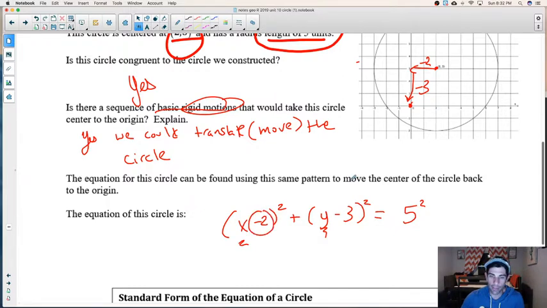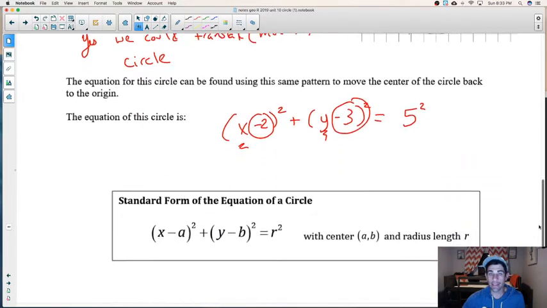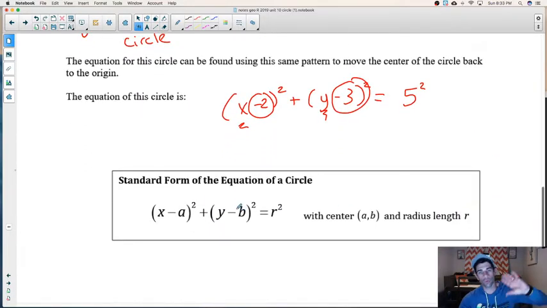And now this minus 2 came from moving this center 2 spaces. And then this minus 3 came from moving the center 3 spaces down. Okay, that's where your equation of a circle comes from. And then this is your standard form, or the formula you want to memorize: (x minus a) squared plus (y minus b) squared equals r squared, where (a, b) is the center, wherever they may or may not have moved it to. And your radius is r.